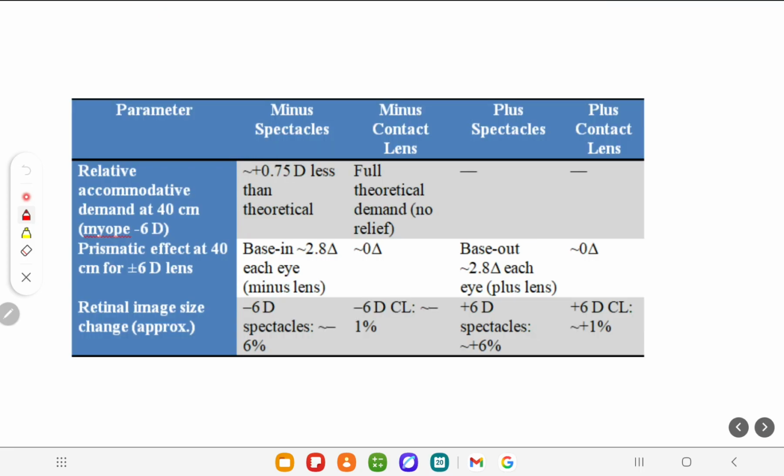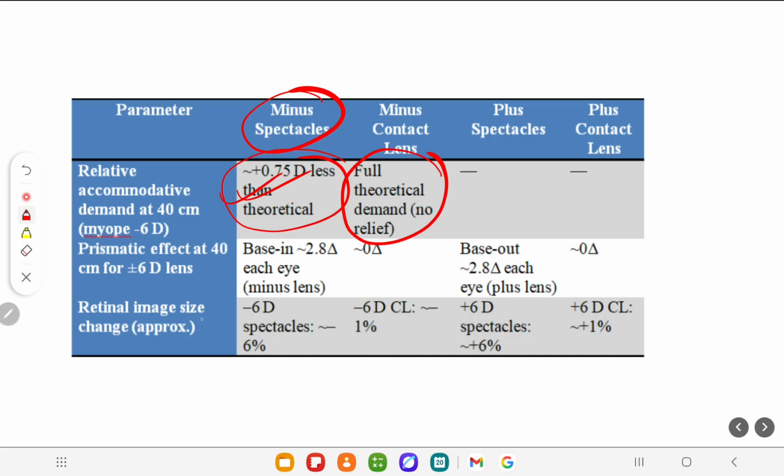So that's another slide that I want to show. Relative accommodation demand. See, in minus spectacle, the demand is less than the theoretical demand. What do you mean by less than the theoretical? Minus spectacle has less than theoretical demand, but minus contact lens has the full theoretical demand. What do you mean by that? Full theoretical demand means spectacle is doing less accommodation, isn't it?